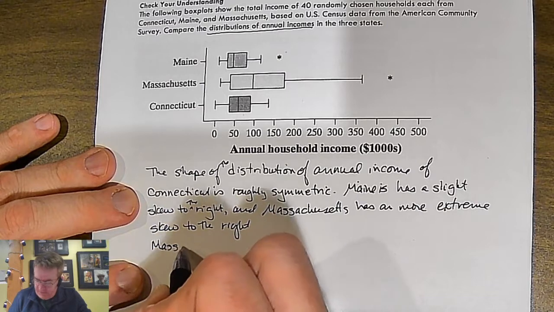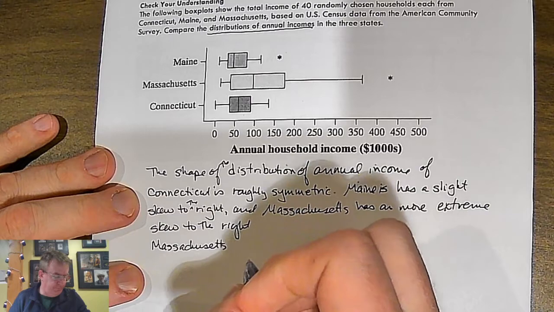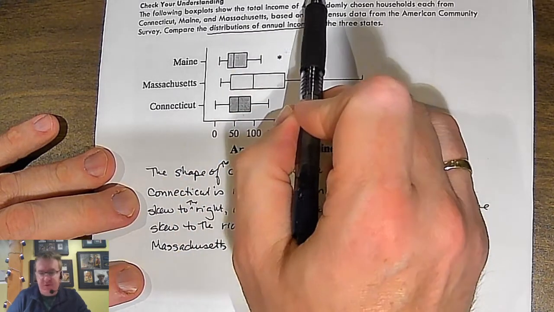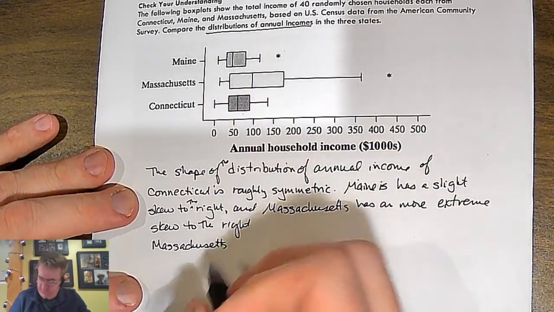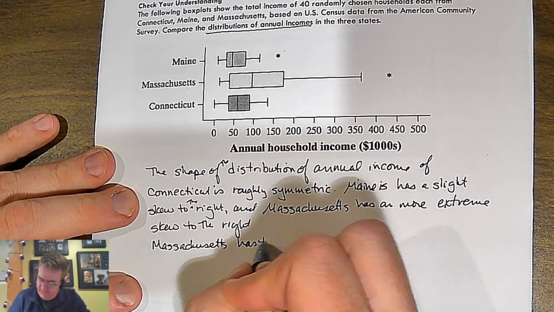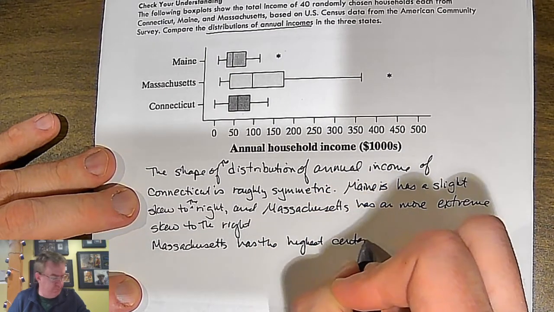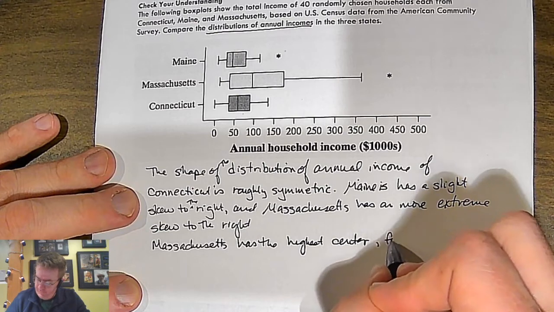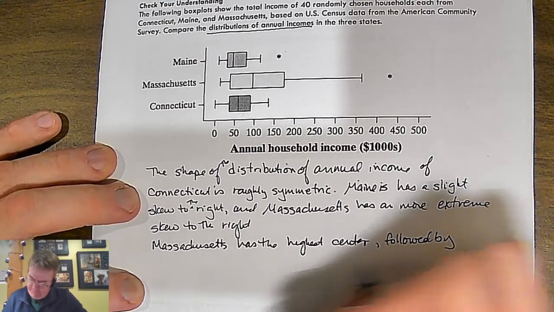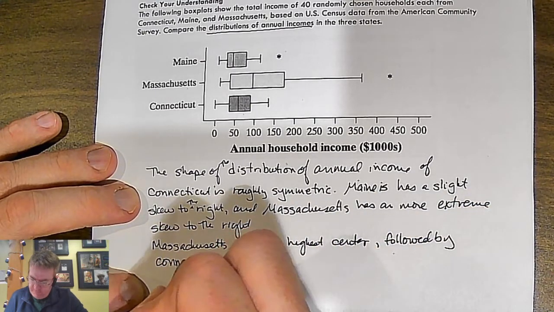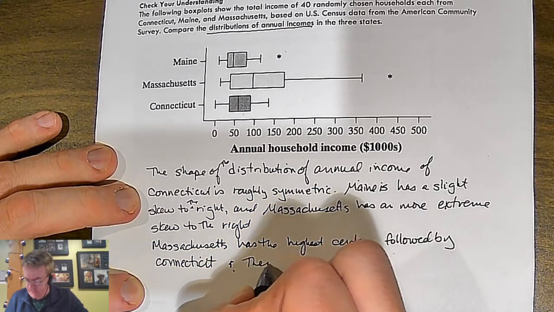Massachusetts has the highest center, or the highest median. Actually, that's what we're talking about here. You can say median, but shape, outliers, center. Massachusetts has the highest center, followed by, who's next? Connecticut. And then Maine.